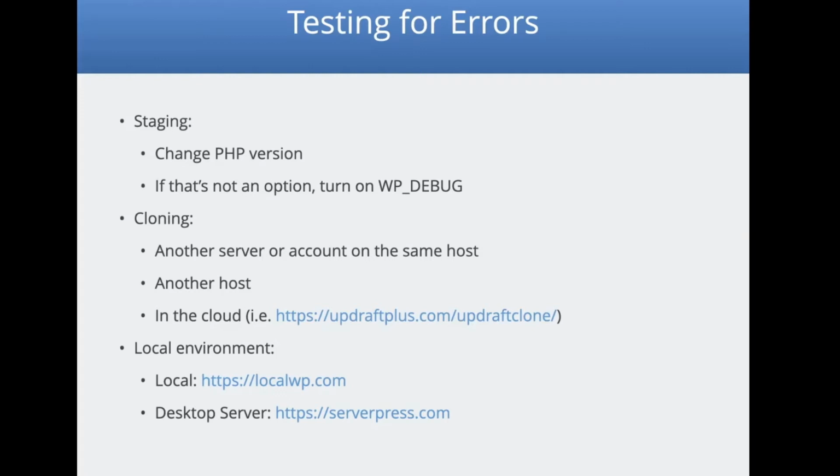The next easiest is probably going to be cloning. Easy is subjective, but I feel that for somebody who's not a developer, this is probably the order of easiness. So if you can clone the site to another server or another account on the same host, and if you're able to change the PHP version, that's another way you can test for errors without impacting the live site, or going to a different host entirely.